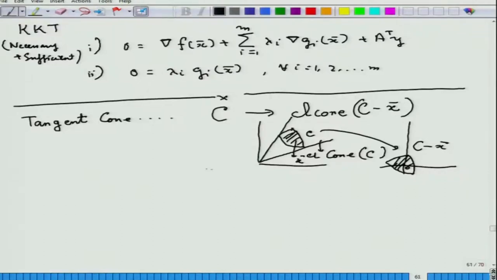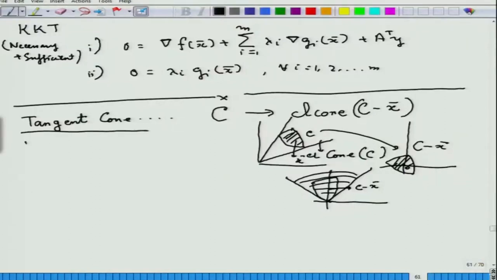For example, if it is C minus x bar, where x bar is not in the inside, but in one of the boundaries like here, then you would actually get a set like this. This is your C minus x bar. And then at the point 0, you are trying to draw some sort of closed convex cone. So, now this has linked with the notion of the tangent cone, or the Bouligand tangent cone, the Bouligand contingent cone.